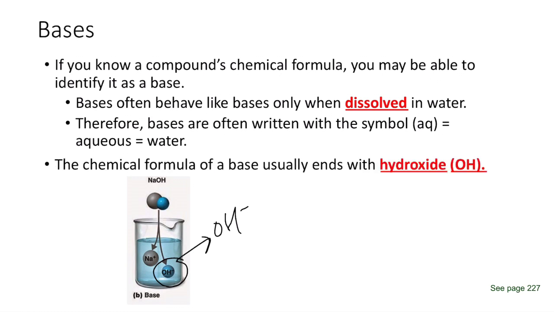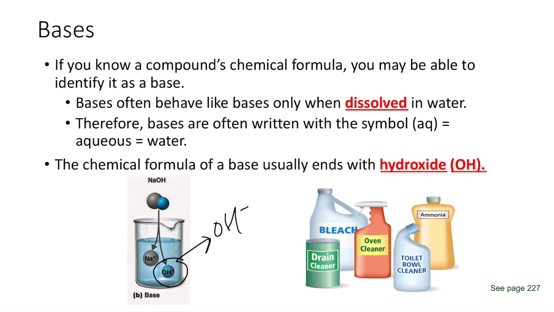The chemical formula of a base usually ends with hydroxide, which is OH. So in the bottom image there, you can see that when you drop sodium hydroxide into water, it dissociates into, or splits up into, sodium ions and hydroxide ions. It is the hydroxide ion that splits off that makes this a base.